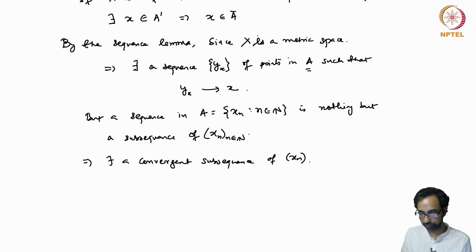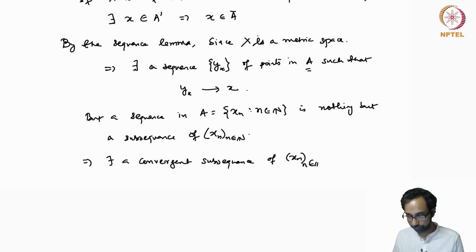of xn. So we have shown that in a metric space, if you have limit point compactness, then it implies sequential compactness. And we will see some other implications in the next lecture.